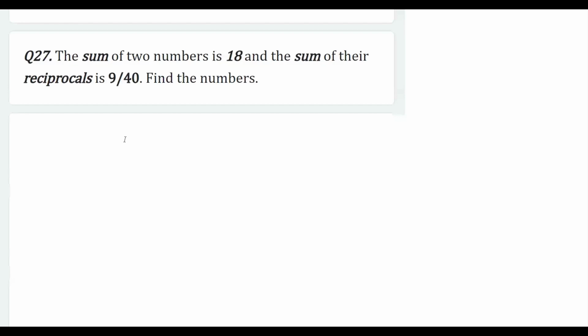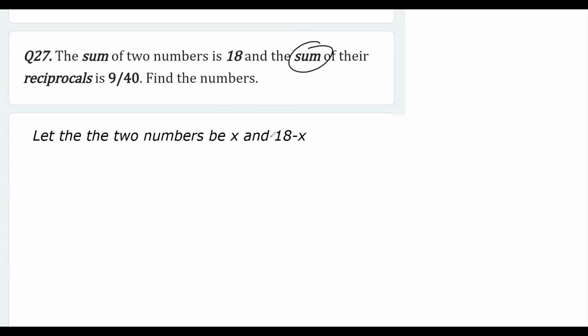So what we can do here: let the two numbers be, I'm taking one as x. So the other has to be what? The sum is 18, so the other has to be 18 minus x. It's not x minus 18, right? It's a very common problem where we have the total as 18. If one is x, the other will be 18 minus x and not x minus 18.